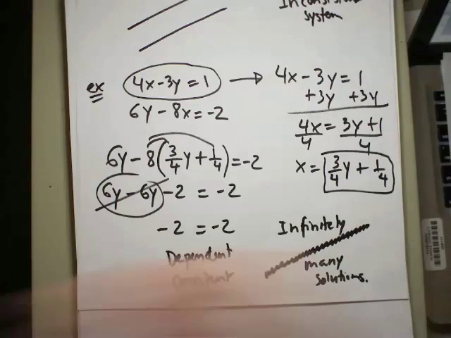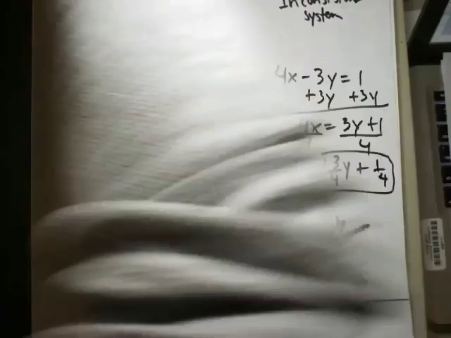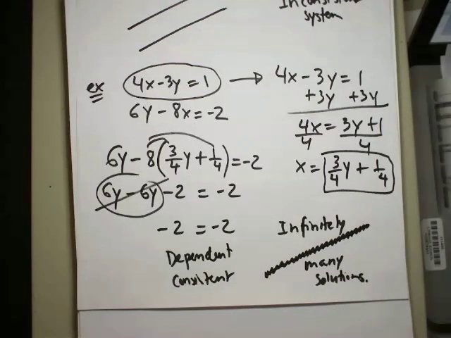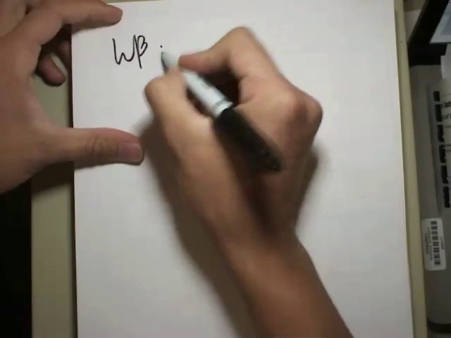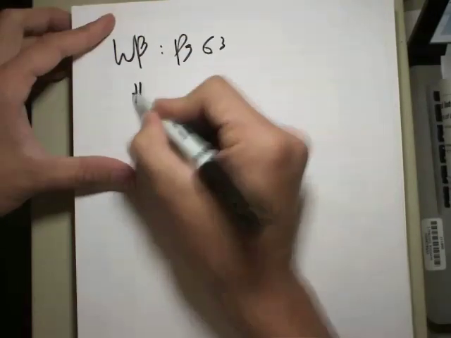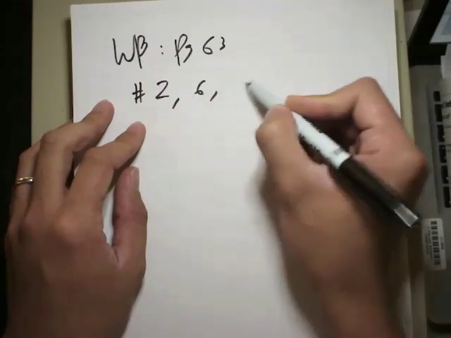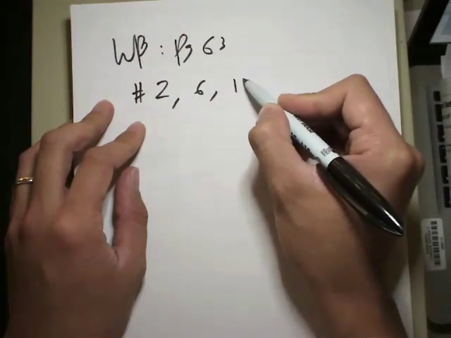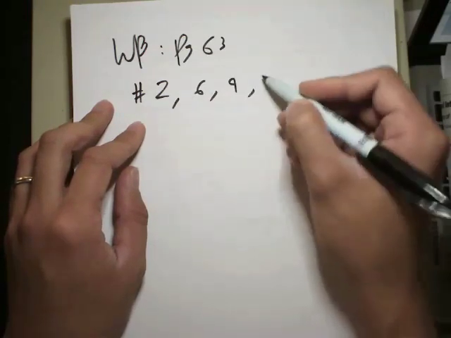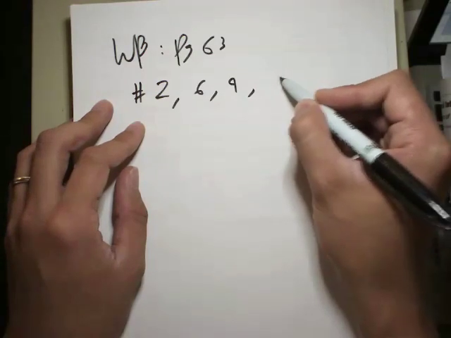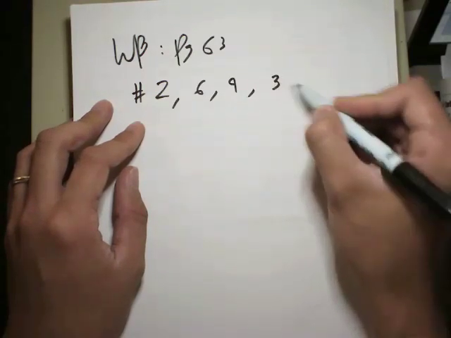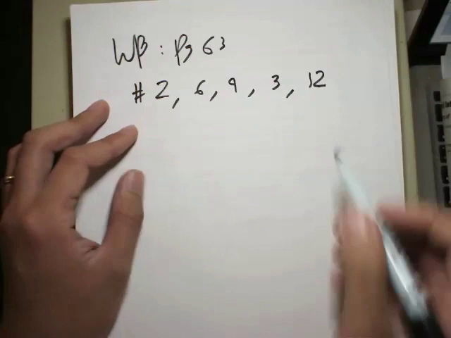I want you to work on these 5 problems before you get back to class the next day. This is on page 63 in your workbook. Okay, this is page 63 in your workbook. Work on number 2, 6, 9. I'm going to go out of order here. Let's do 3 and of course 12. Trying to challenge you a bit here.